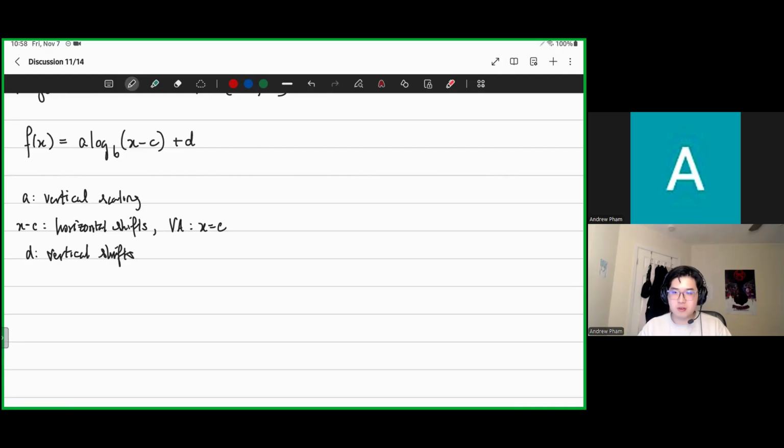So essentially, they're all the same graph transformations that you expect. But now with these new functions, we have to deal with these asymptotes as well. So let's see it in action. So I'm going to share my screen for Desmos.